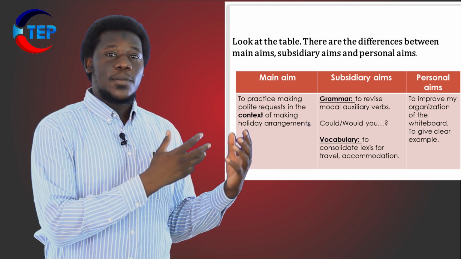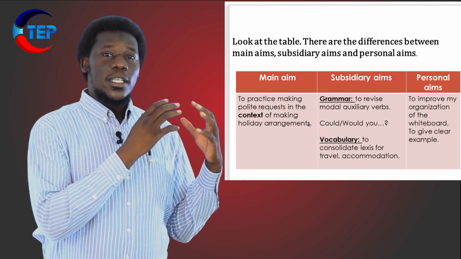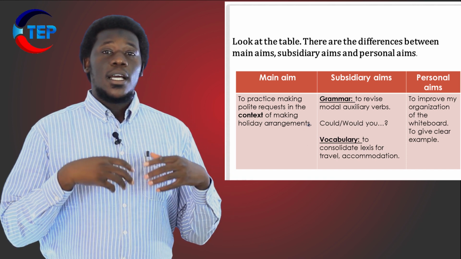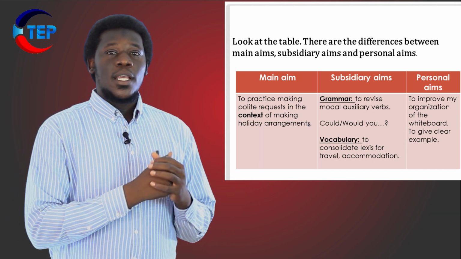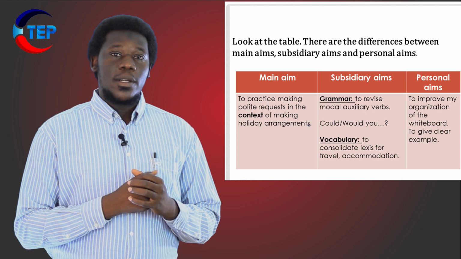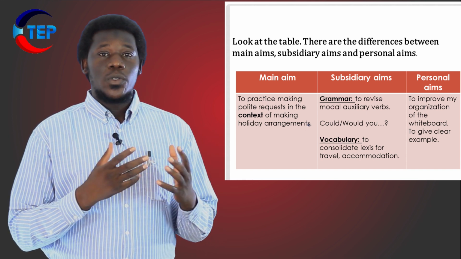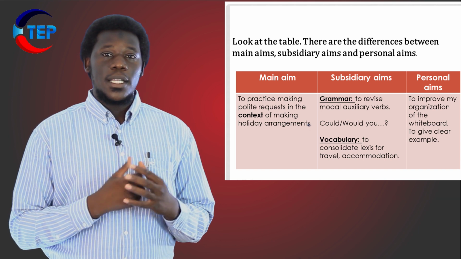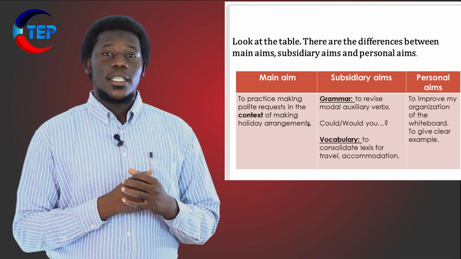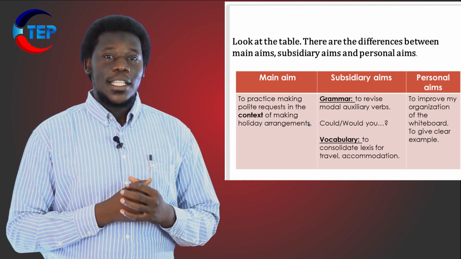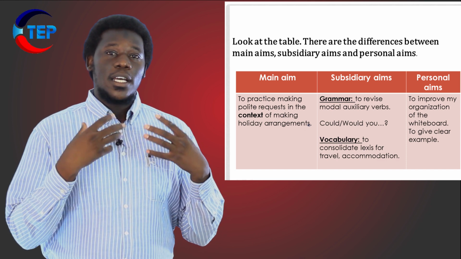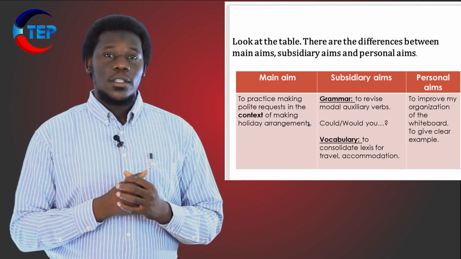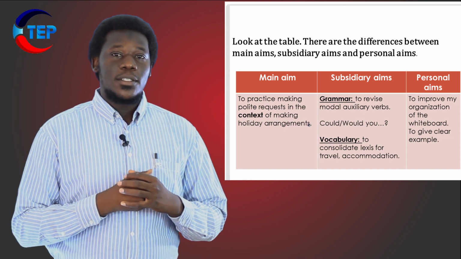For more examples, look at the table. There are the differences between main aims, subsidiary aims, and personal aims. Main aims here is to practice making polite requests in the context of making holiday arrangements. And subsidiary aim, students might need to revise grammar, for example, model auxiliary verbs, could you, would you, in order to make polite requests. And students might also need some keywords for travel and accommodations. And the personal aim in this lesson might be to improve the organization of the whiteboard or the blackboard to give clear examples to your students.